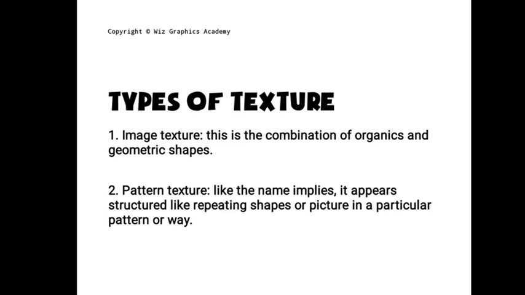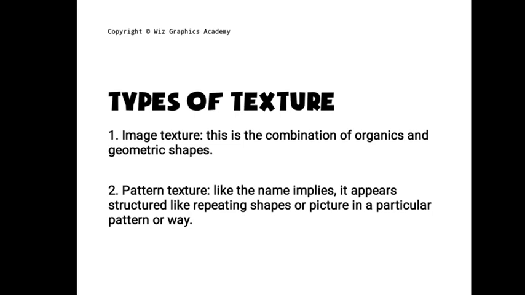The organic shapes have to do with things that are of nature, like flowers, trees, plants, etc. And geometric shapes are things like circle, triangle, square, rectangle, trapezium, and so forth. The second type of texture is what we call pattern texture. Just like the name implies, it has to do with a repeated object or shape.